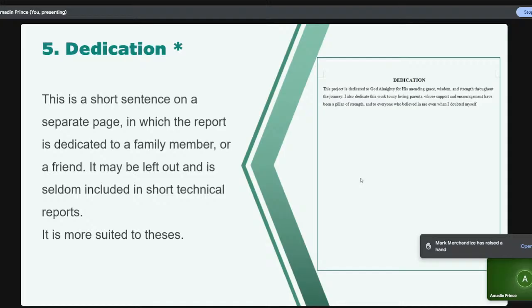There's something I need to highlight here. As you can see at the top, you have an asterisk there. It means what? This page is optional. You can choose to write it or not write it. You can choose to reference someone or not. You can choose to dedicate it to your family member or not. It does not matter. That one is up to you.